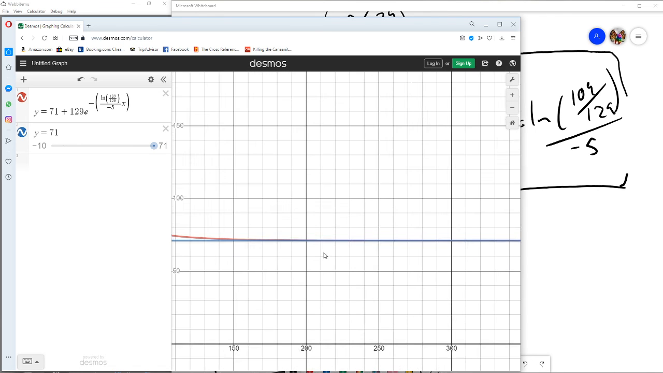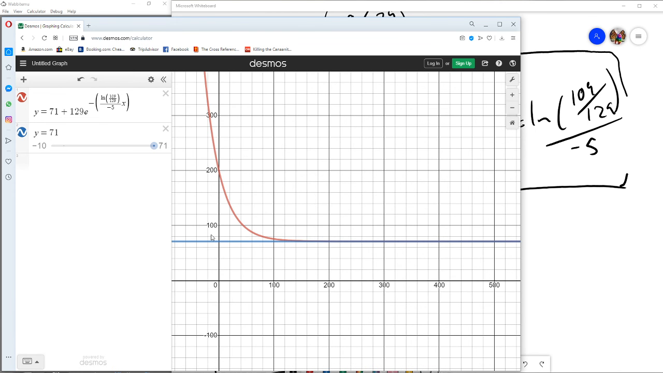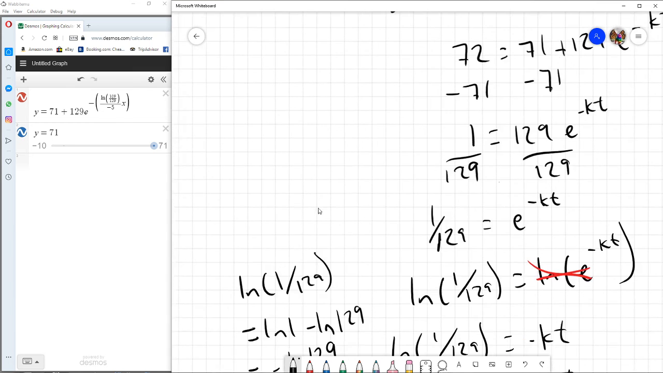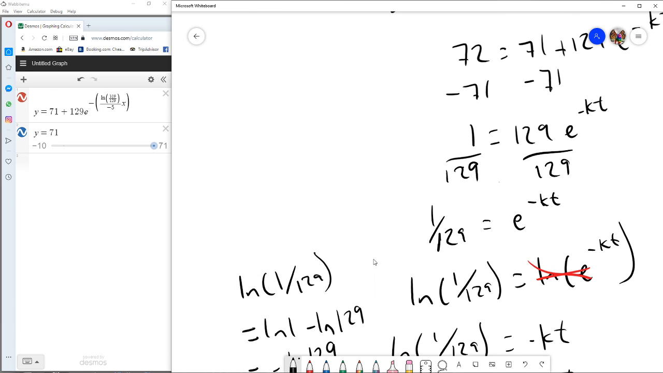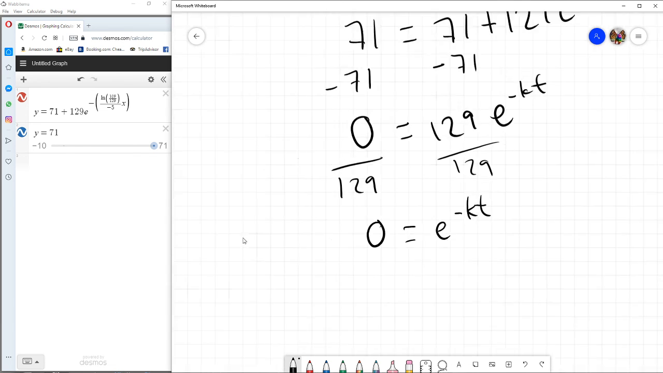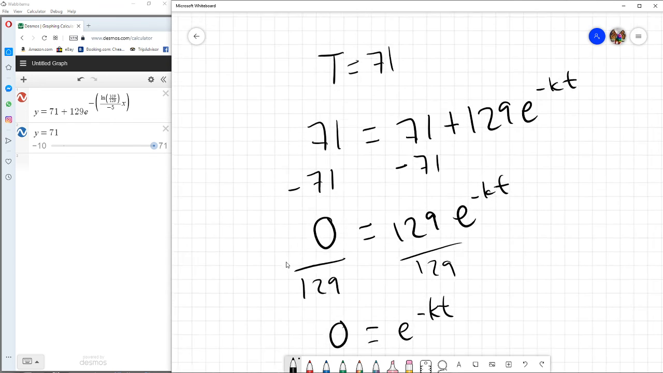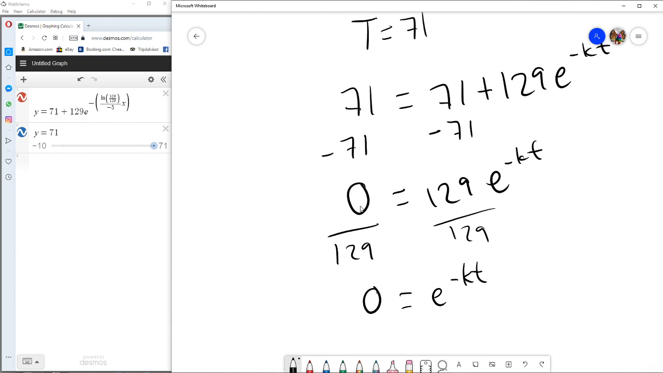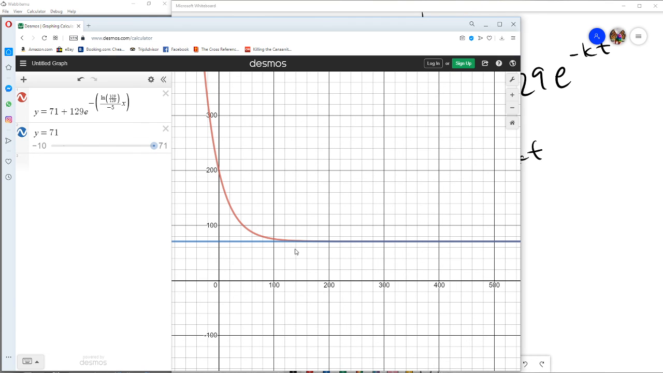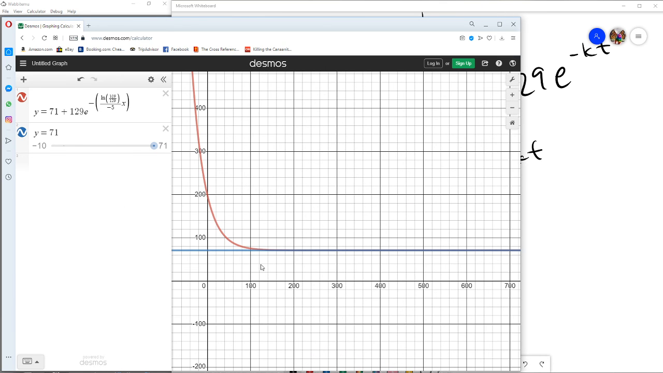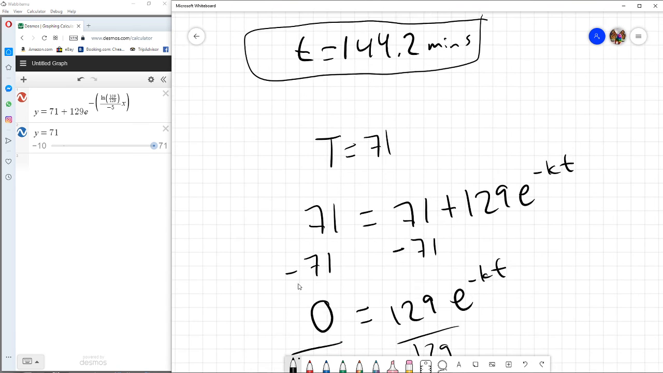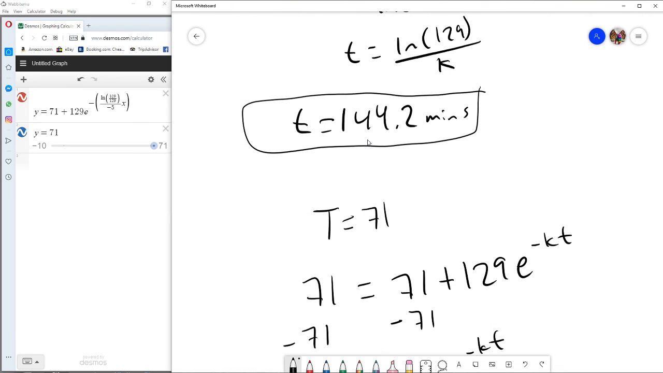So this asymptote here is the graphical representation for why, when we start solving this for t equals 71 here, we got 0 and then we couldn't take natural log of 0. It is because of this whole asymptote business graphically. So that's why we picked 72, because that's almost room temperature. At that point, it's a good enough estimate for how long to be room temperature.